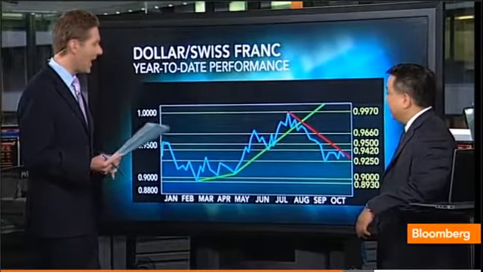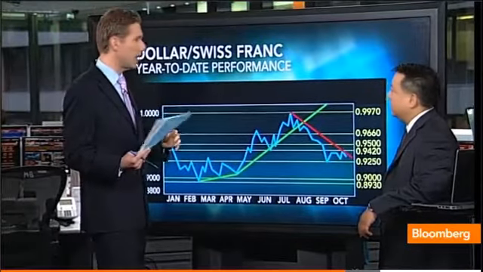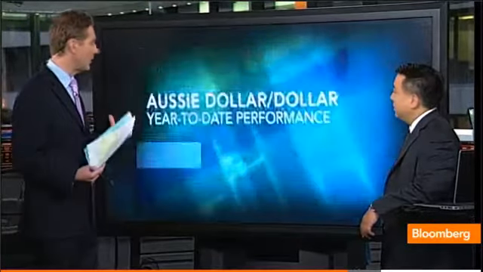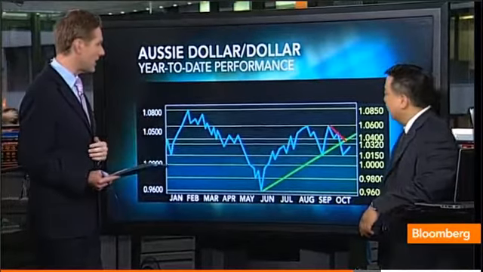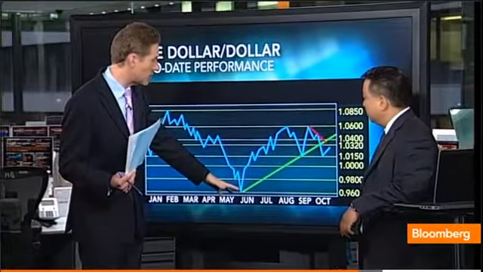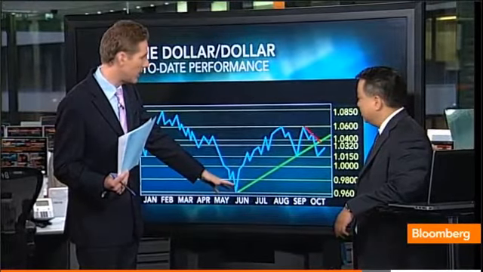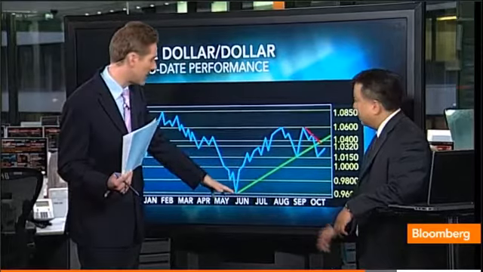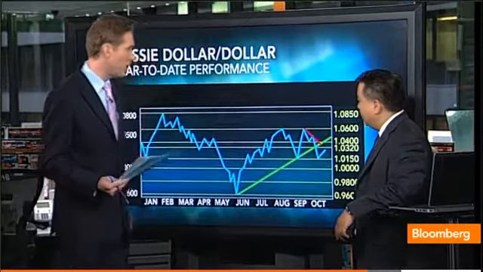Okay, let's get on to the Aussie dollar. It's a key currency, of course, isn't it, James? It's a gauge of risk. It's a gauge of commodities. Absolutely. And as we can see there, the US dollar has actually been falling. The Aussie dollar has been rising, hasn't it? Yes. Since June this year.